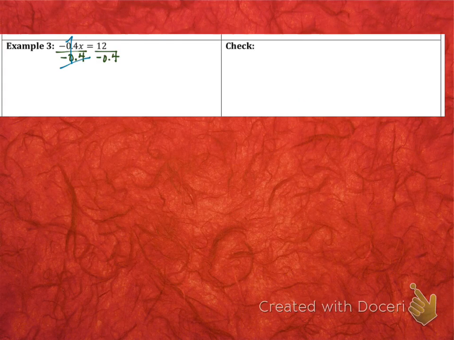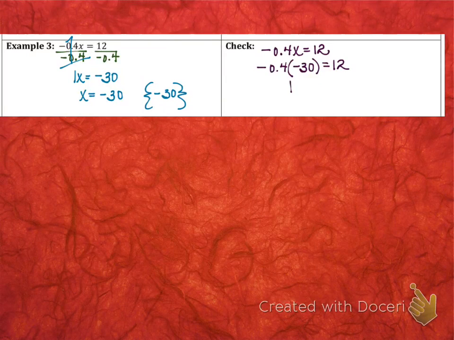These cancel out to be a 1, and that's what we want. We want 1x, or just plain x. And our answer is going to be 12 divided by negative 0.4, which equals negative 30. So x equals negative 30. We're going to put that in set braces. And we're going to do a check. So 12 equals 12.